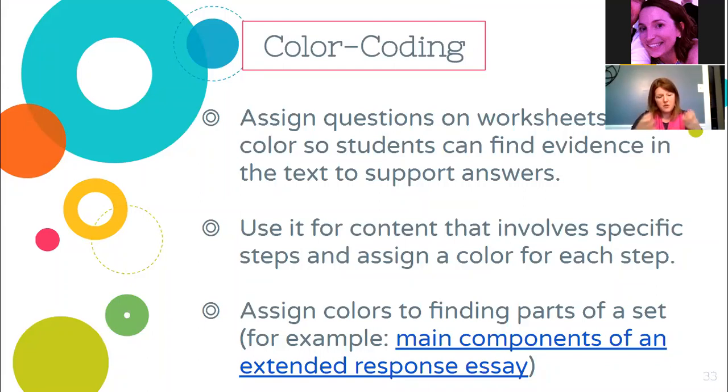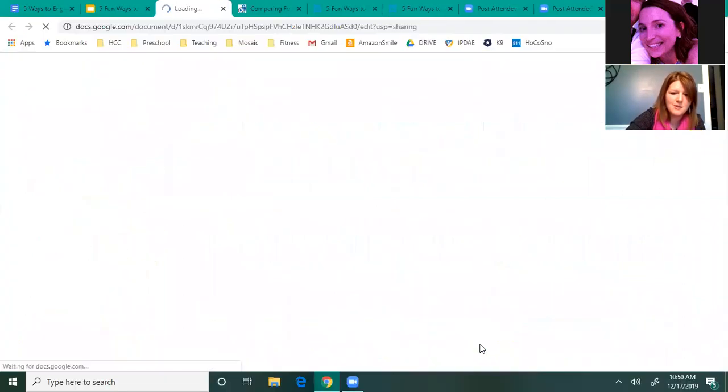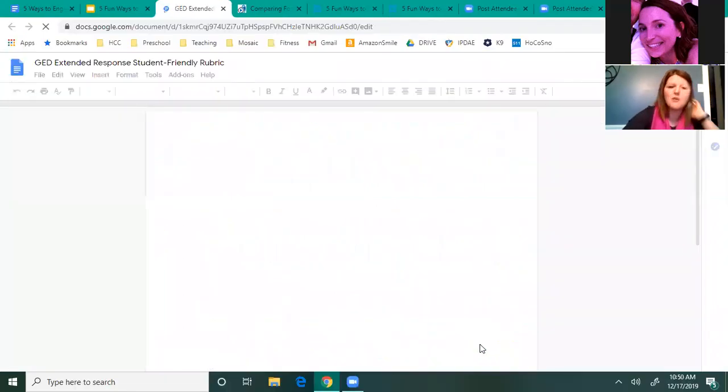If you're familiar with the language arts extended response essay and you're a teacher for that class, you know that the scoring guide is like 140 pages. It is ridiculous the amount of little details that they need to be able to do for that. And the rubric for the extended response is completely overwhelming. So I made a little student-friendly one that I'm sharing with all of you.